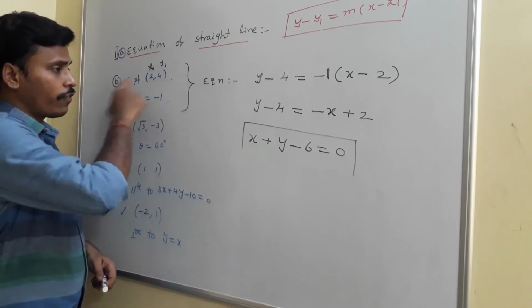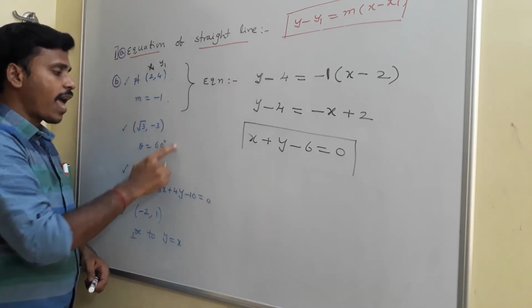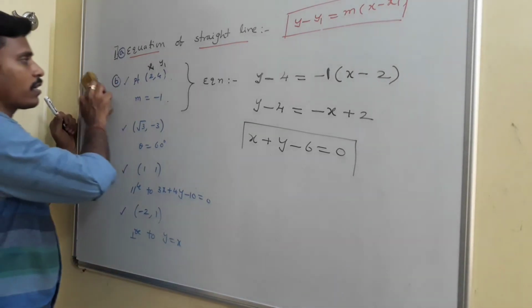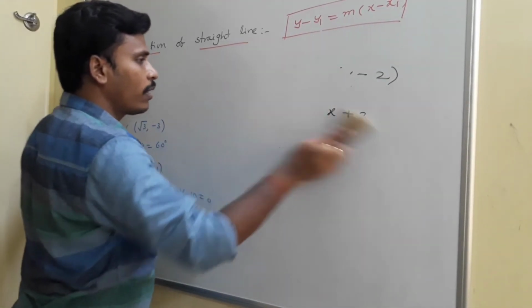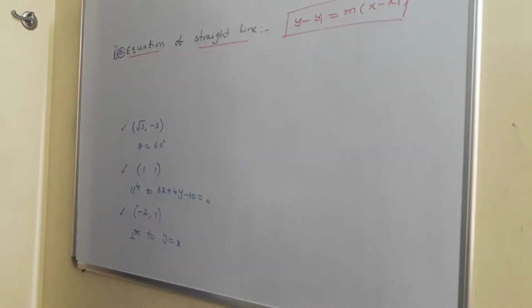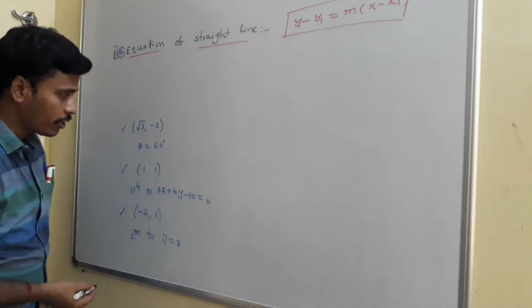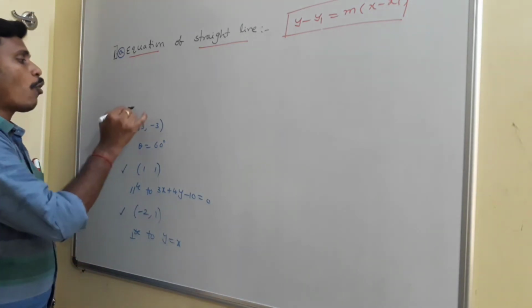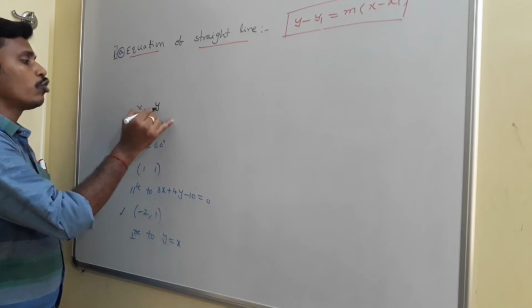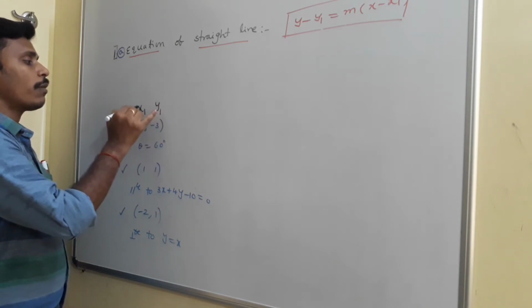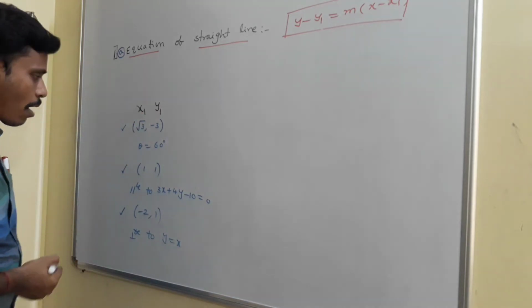Everything is clear. So the first problem is completed, and I am moving to the second one by erasing the first, because of the space concern. Have a look at the second problem. Again our task is to find the equation. To find the equation, as I mentioned, you need a point and the slope. The point is directly given as root 3 comma minus 3. So the point in the format x1 y1 is root 3 comma minus 3.